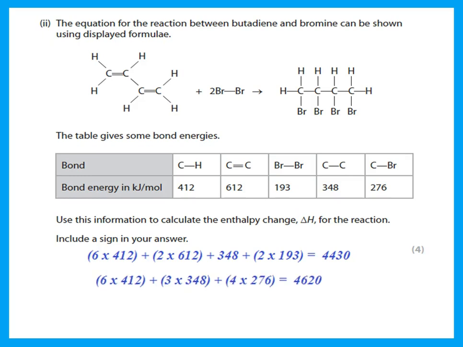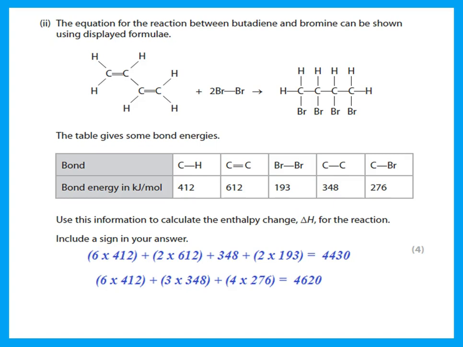products? In the products, we have still 6 CH bonds. Each of them needs 412, so I have 6 times 412. Plus, what other bonds do I have? I have 3 bonds that are between 2 carbons. Remember, we're counting the bonds, not the carbons. So I have a bond between the first carbon and second carbon, and then another between the second carbon and the third carbon, and then another between the third and the fourth, so I have a total of 3. C single bond C, so it is 3 times 348.